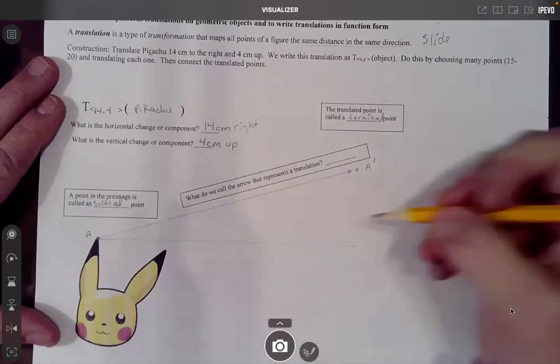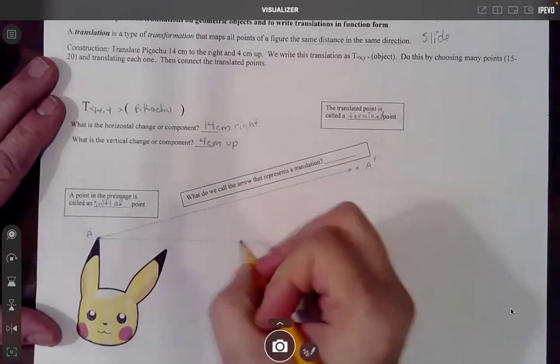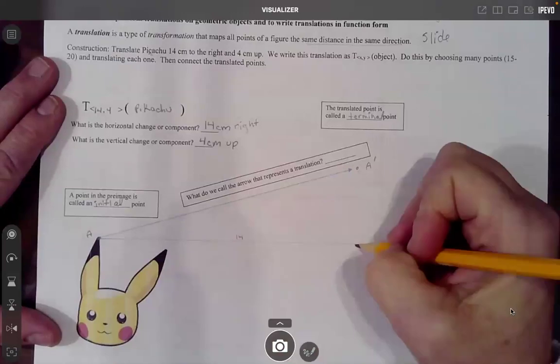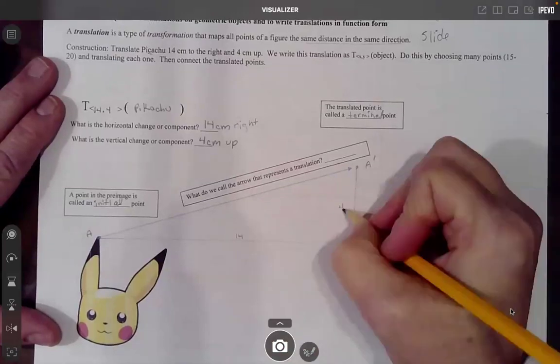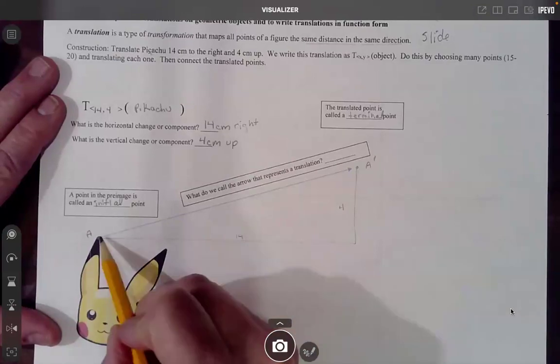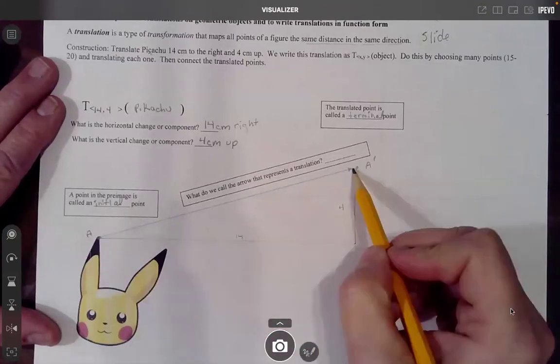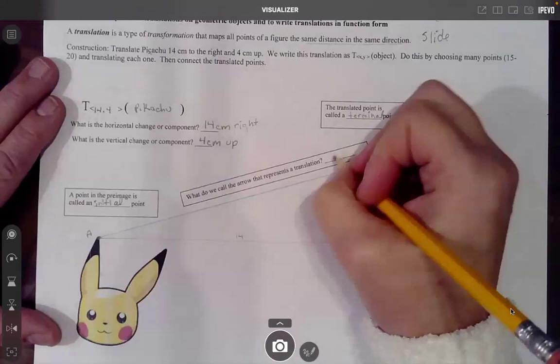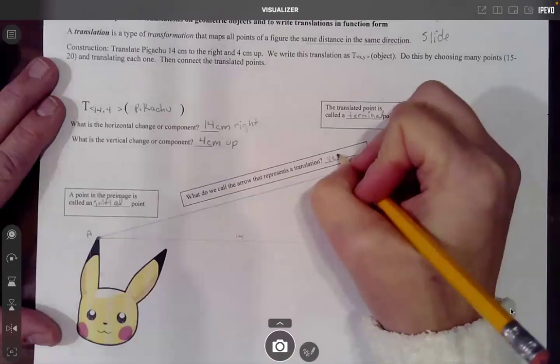And the distance we move is right 14, up 4, and that results in an overall movement of this distance given by this arrow, which we call a vector.